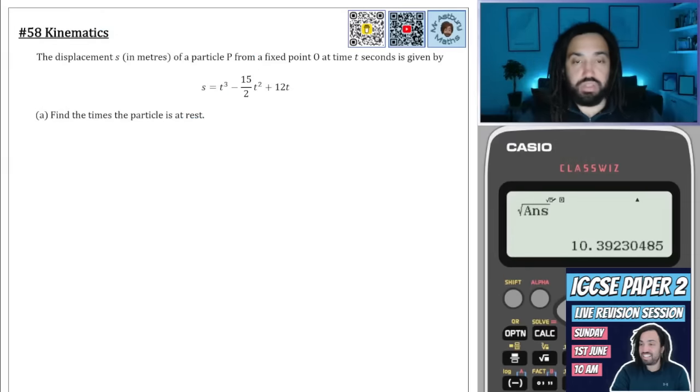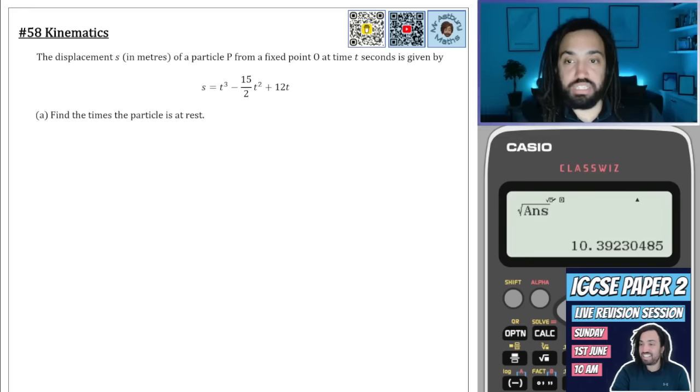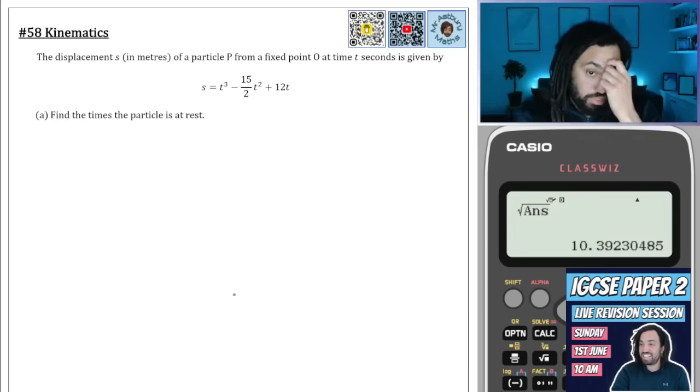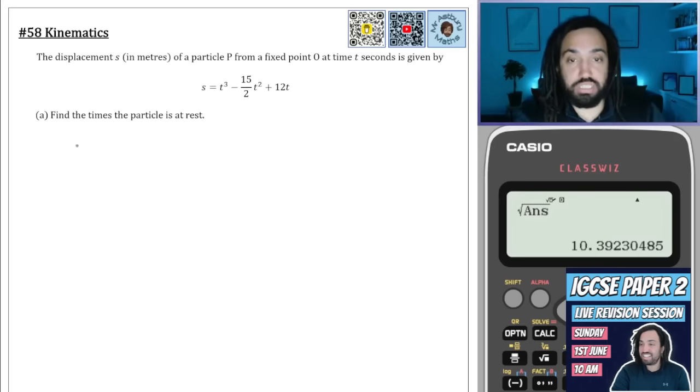Nice question, that. Okay, the displacement s in meters of a particle P from a fixed point O at time t seconds is given by this formula here. Find the times the particle is at rest.